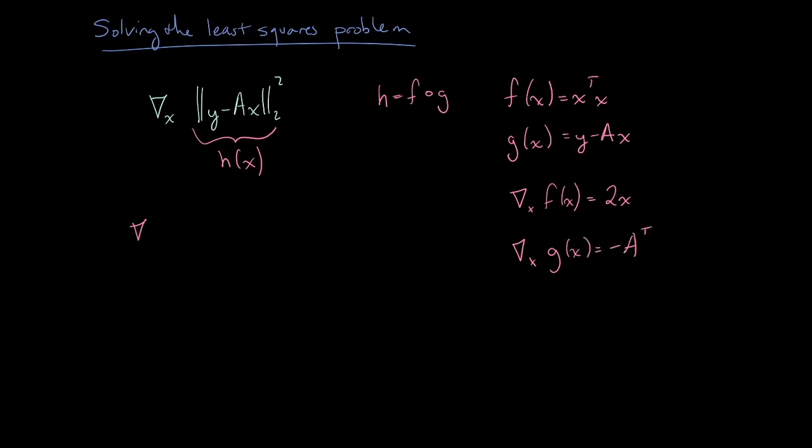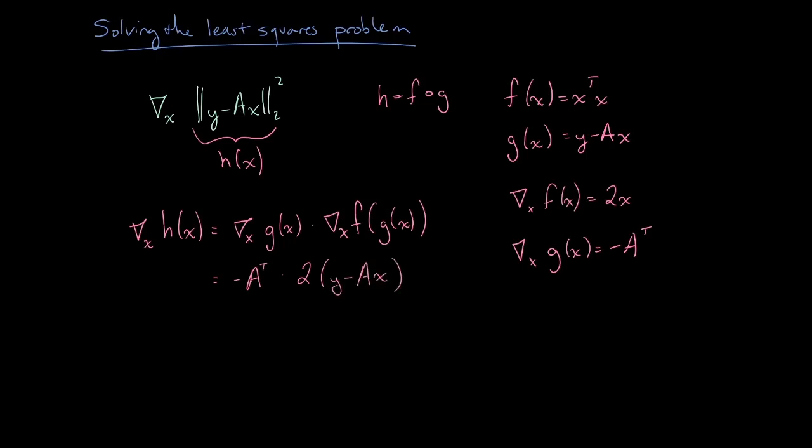So using the chain rule for h of x, we have that the gradient is just going to be given by the following, which in our case is going to be given by minus A transpose times the gradient with respect to x of f. So this would be 2x, but now it's going to be evaluated at g of x, so y minus Ax. And just doing some rearranging, we obtain the following gradient. Now we can set this equal to 0. We can divide both sides by 2. And then just by simple rearranging, we obtain the system A transpose A x equals A transpose y.